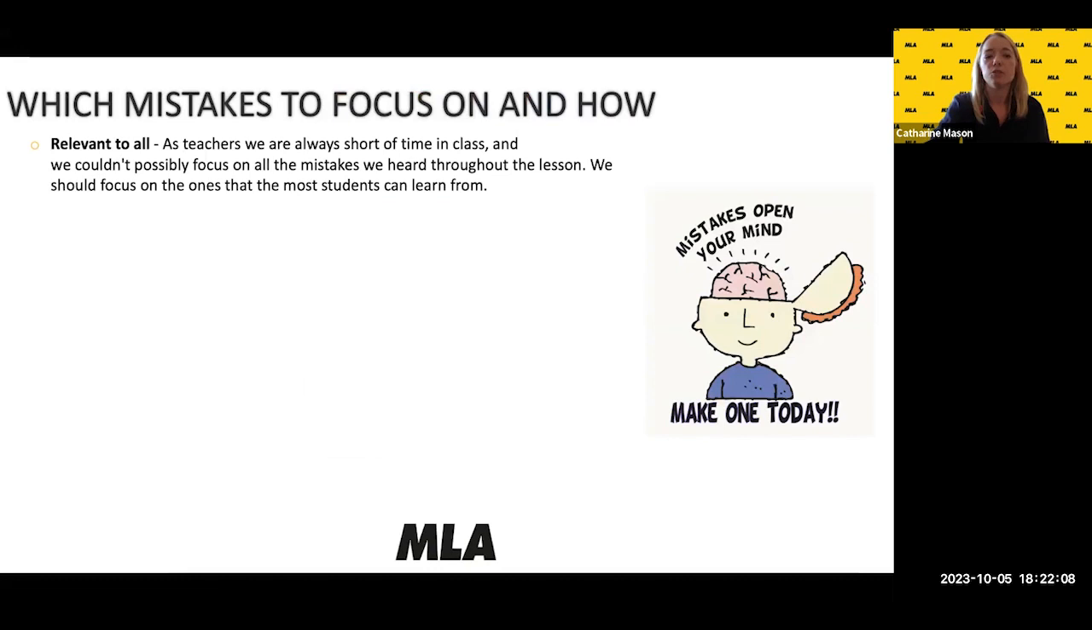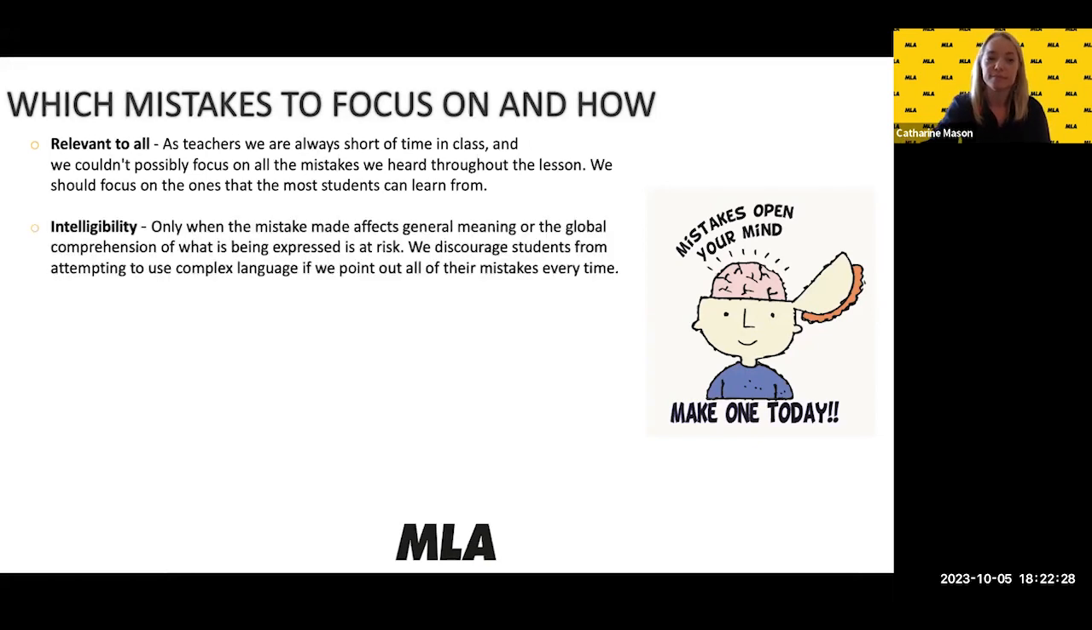Mistakes that are relevant to all of the students. As teachers, we are always short of time in class, and we couldn't possibly focus on all the mistakes we heard throughout the lesson. We should focus on the ones that most students can learn from. The mistakes that everybody is going to get something from. Intelligibility, only when the mistake affects general meaning or the global comprehension of what is being expressed is at risk. This is because we discourage students from attempting to use complex language if we point out all of their mistakes every time.